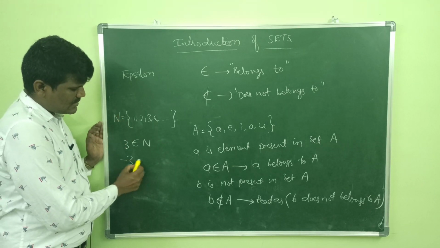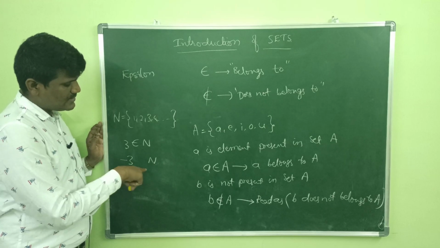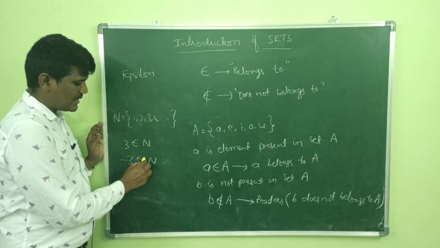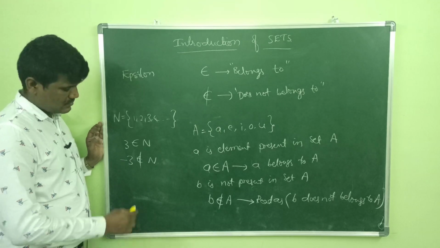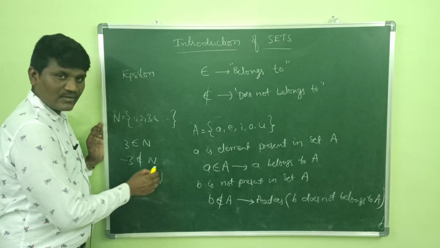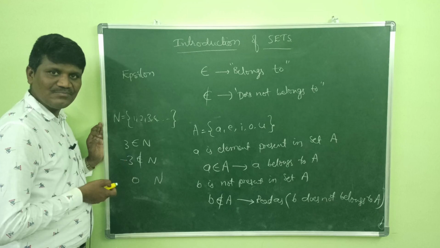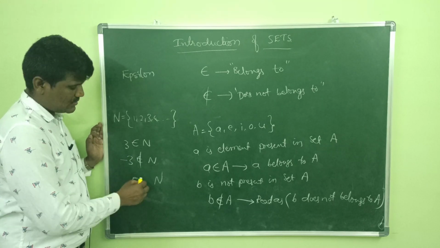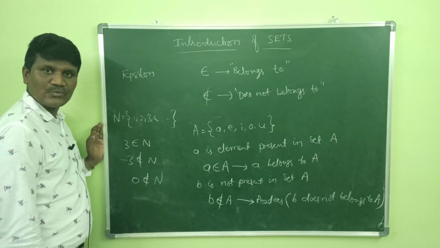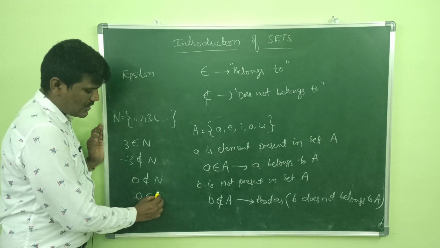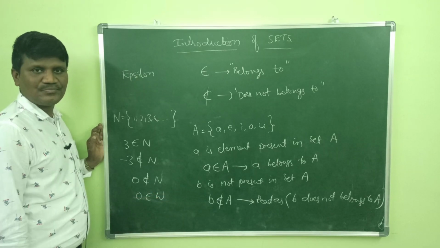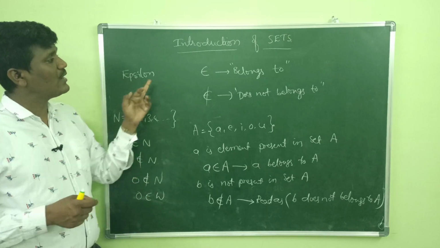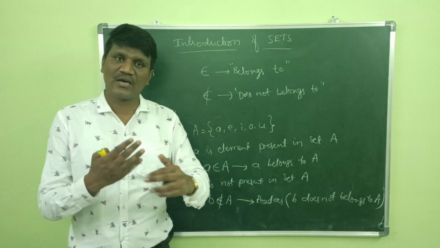Same way, minus 3, whether minus 3 is present in capital N? No, so simply I can write does not belong to. If I write 0 and N, whether 0 is present in capital N? No. So 0 is a whole number; 0 does not belong to N, or else you can write 0 belongs to W, the whole numbers, right? So this is about the symbol belongs to and does not belong to, which we are going to use in the set chapter.